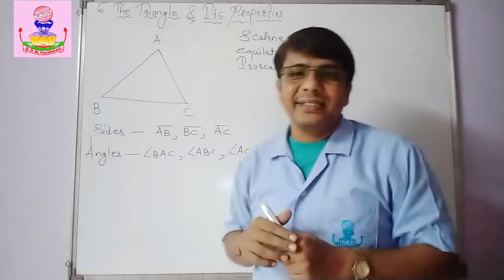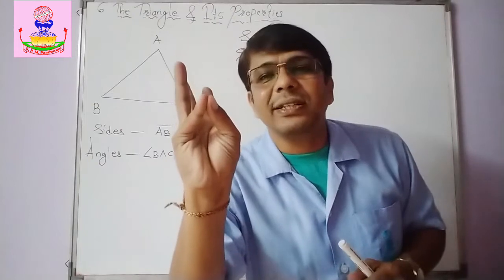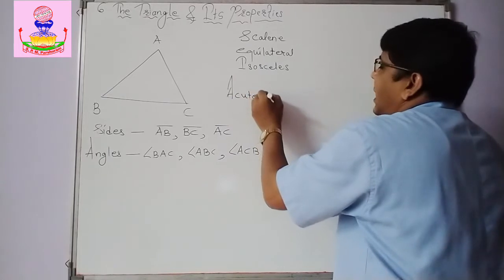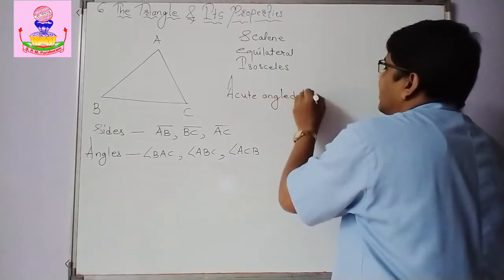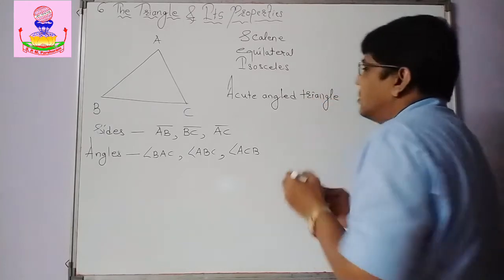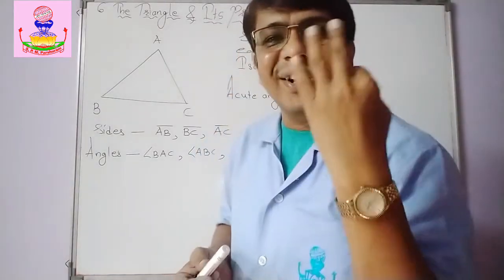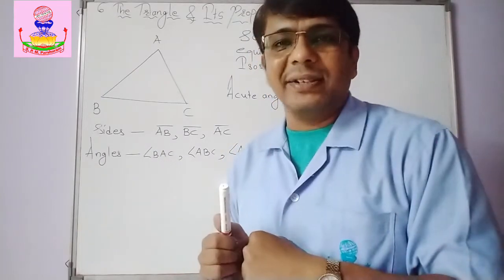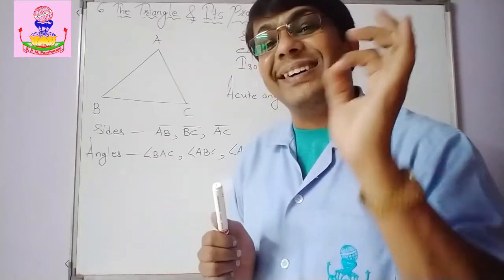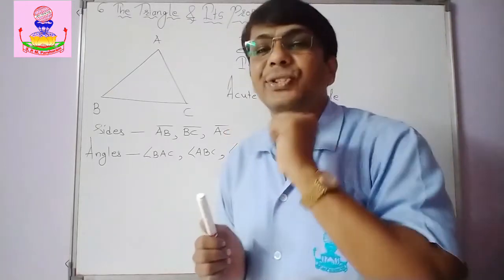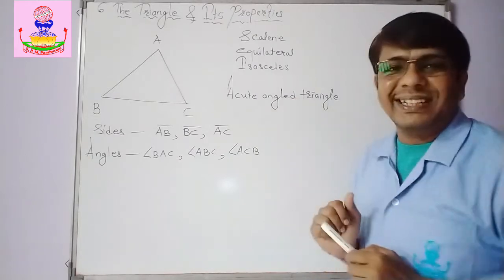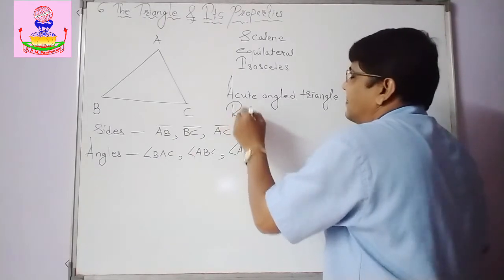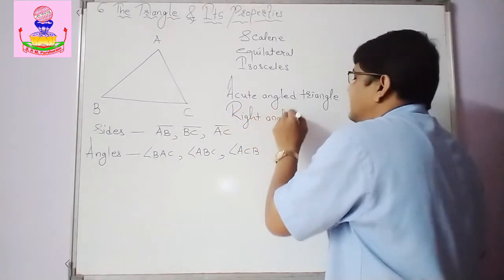Okay, so based on angles, triangles are called acute angle triangles. First type, acute angle triangle. Acute angle triangle means what? The triangle whose all three angles are acute angles. I believe now you know what acute angles are. So the triangle whose all angles are acute angles is called an acute angle triangle. Then next, right angle triangle.